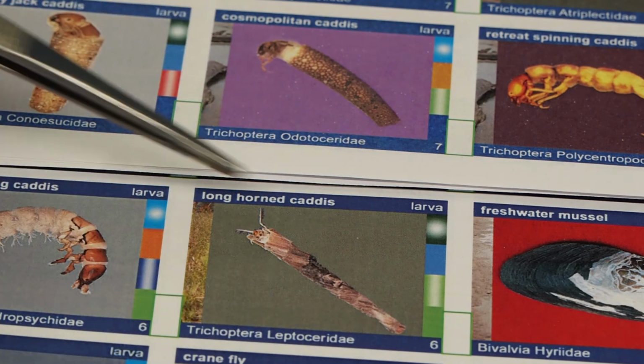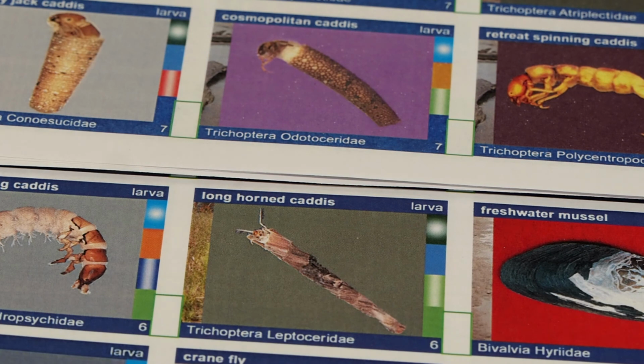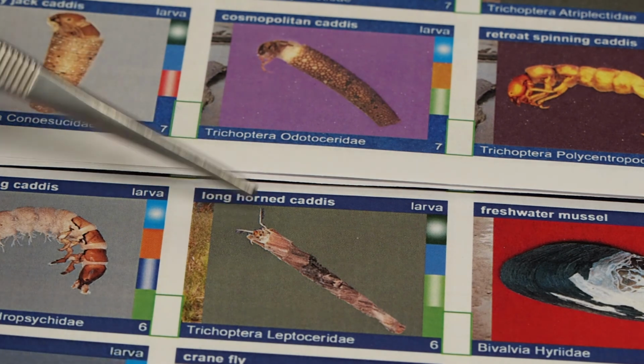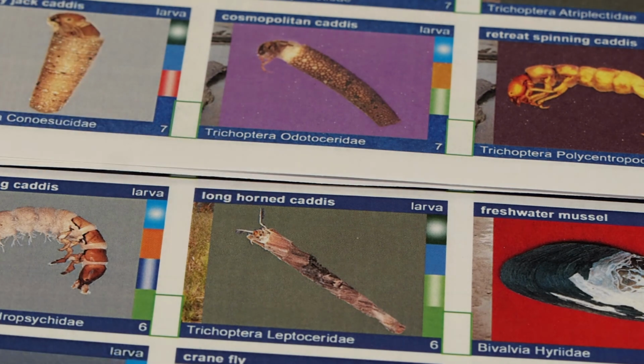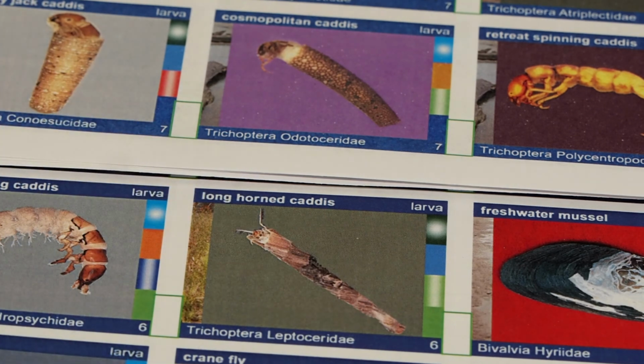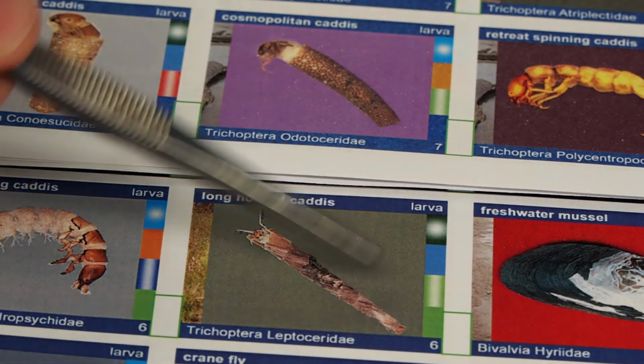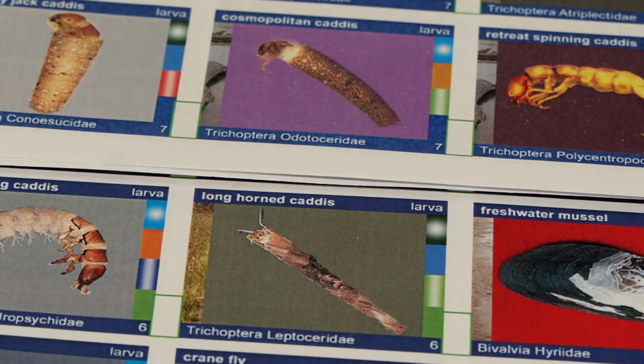But the common name, longhorn caddis, pretty much comes from the fact that its limbs look a bit like horns protruding from the casing, even though they're actually legs, not horns. So anyway, another example of what to look for when we're identifying our bugs.